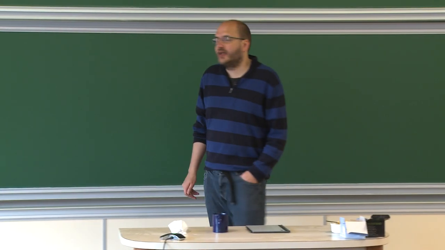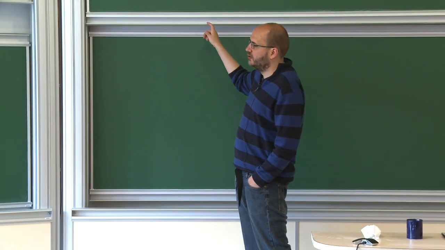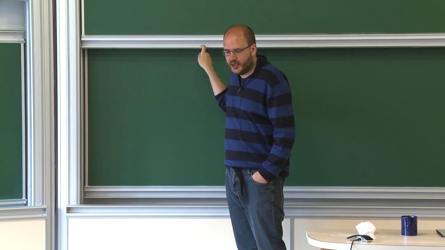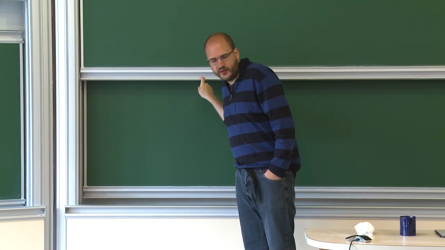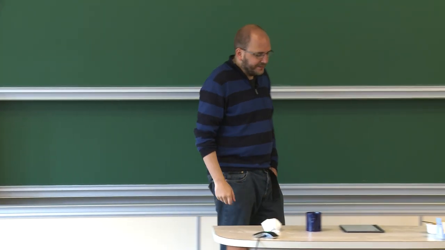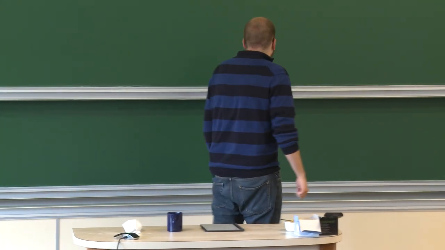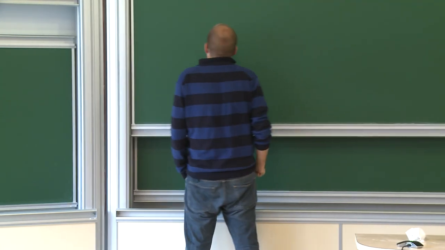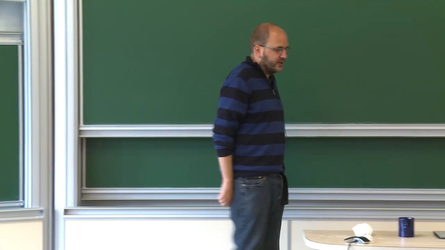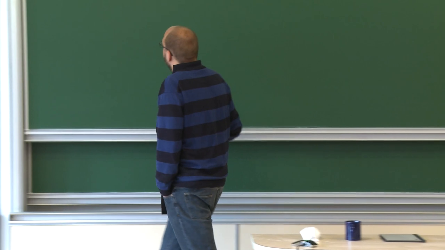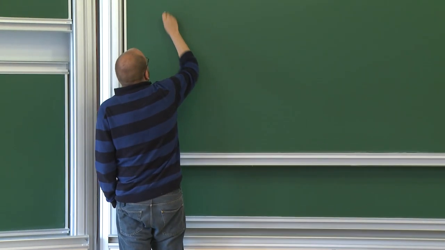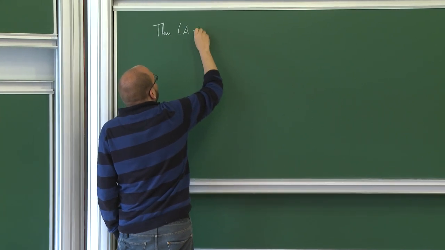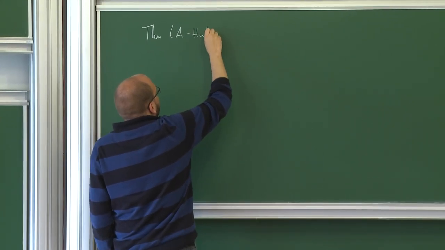Okay, so let's start. I want to quickly finish with matroids, and then after matroids, I want to go to the Lefschetz beyond positivity. At the end of the last lecture, I stated that for matroids, we have the Hodge-Riemann relations and the Lefschetz theorem.